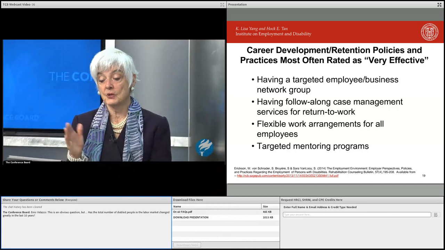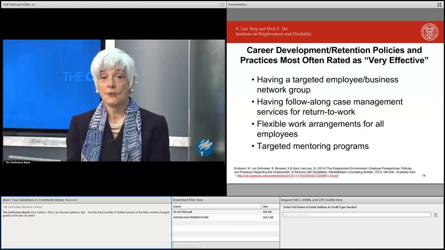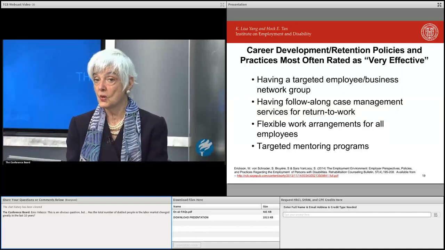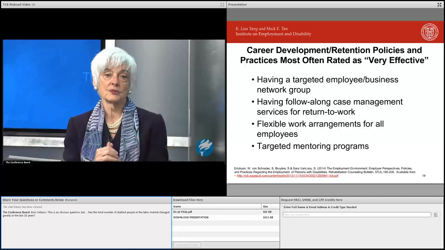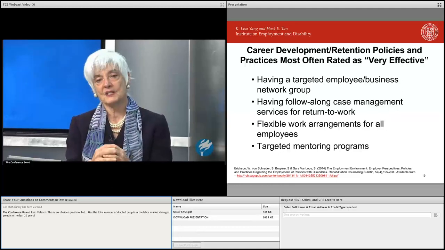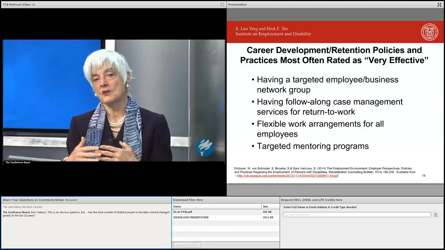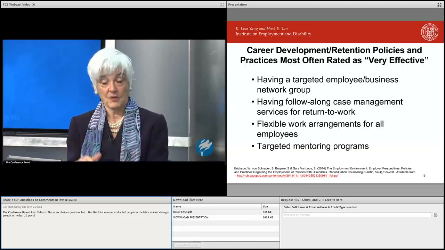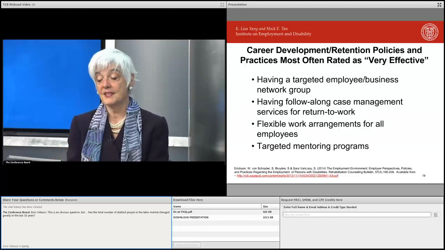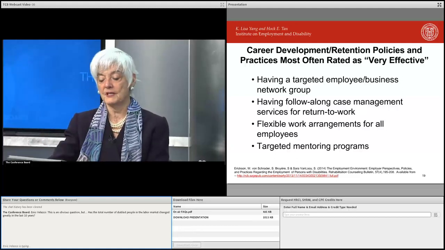We did find that these were practices our informants said were the most effective: having a targeted employee business or resource group within their company, and having follow-along case management services for return to work. As Anca mentioned, we have larger proportions of older employees now in our workforces. Many people want to work longer, so providing case management support to these individuals facilitates retention. Companies know that. And those kinds of good practices can also help in supporting other new people who are coming to the workforce who have disabilities of some kind. Being flexible in work arrangements was another thing our informants said was positive, and having targeted mentoring programs helps people in retention.